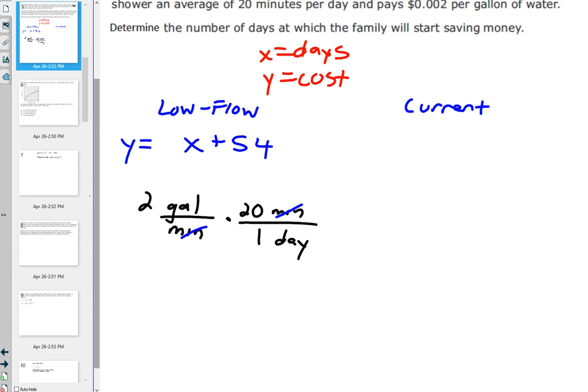But then I also need to figure out cost. I need to turn gallons into price. So for 1 gallon, they pay .002 dollars. That's what's going to get the gallons to cancel out. Now I'm at dollars per day. So all I had to do is multiply all those numbers. What is 2 times 20 times .002?